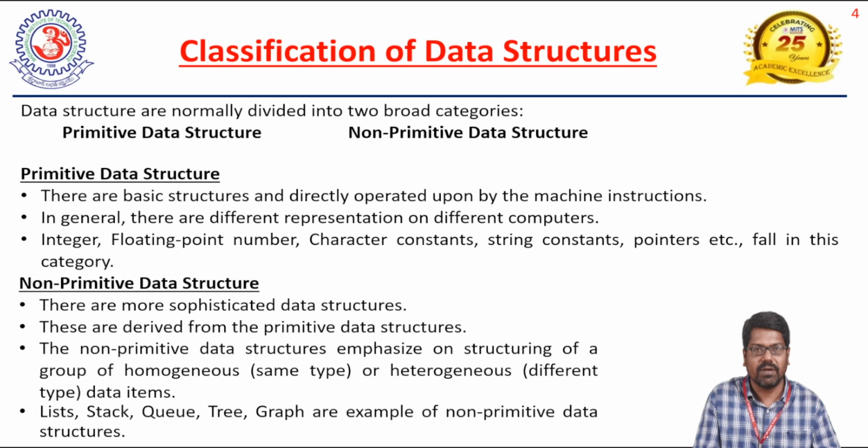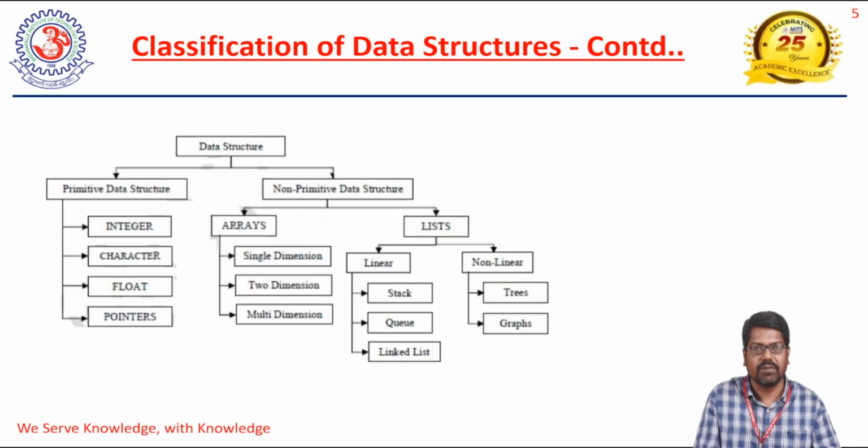Coming to non-primitive data structures, they are sophisticated data structures, and they are derived from the primitive data structures. They mainly emphasize the structuring of homogeneous data items and heterogeneous data items. Some examples of non-primitive data structures are list, stack, queue, tree, and graphs. Now, in the next slide, we are going to see a detailed classification of all the data structures.